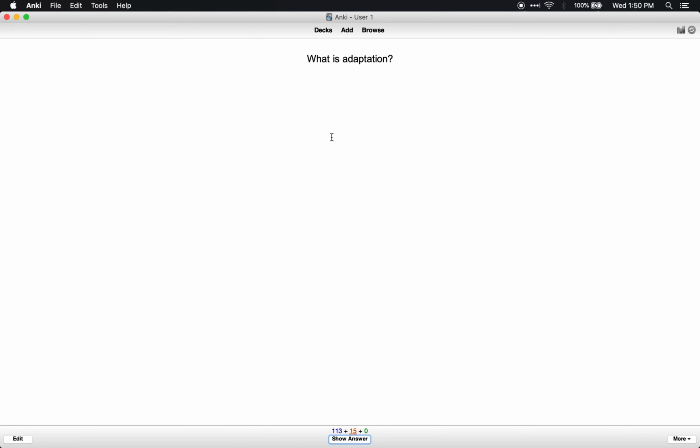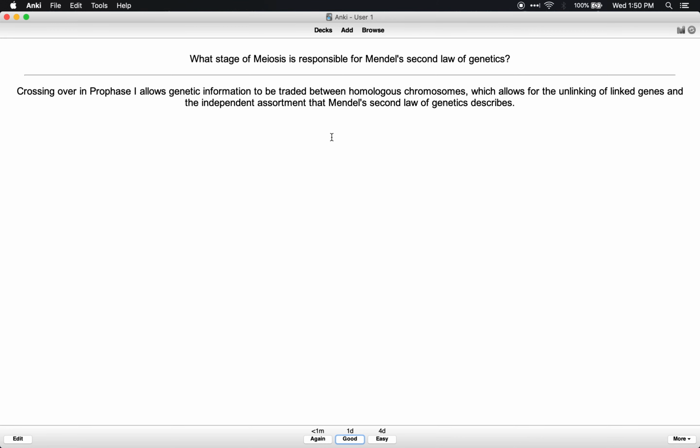That's confusing. How we learn information by modifying our schemas. Second law of genetics, law of independent assortment. Unlinking of genes, or the splitting of linked genes, is due to prophase 1 of meiosis 1. Just crossing over.